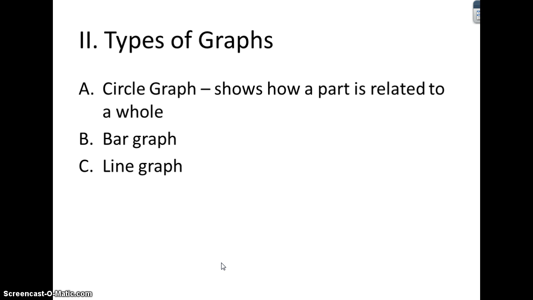Okay, there are three types of graph. There's a circle graph, and we'll work a little bit with circle graphs throughout the year, not that much. Circle graphs show how a part is related to a whole. In a circle graph, it's always showing the percentage, so you'd have to find percentages first, and it shows how that relates to the whole idea. And then there's a bar graph. We'll somewhat work with bar graphs, and then a line graph. A line graph we'll use most often in this class.